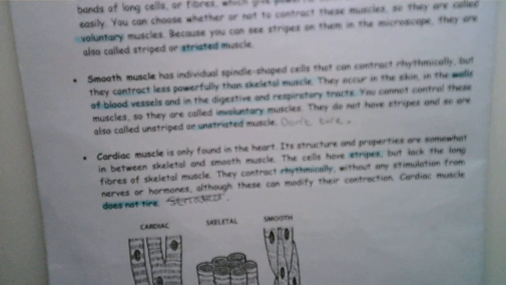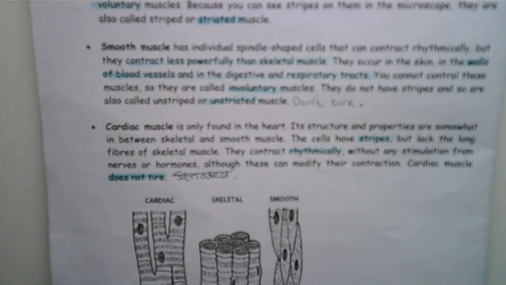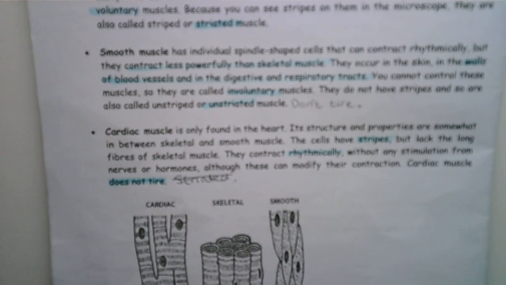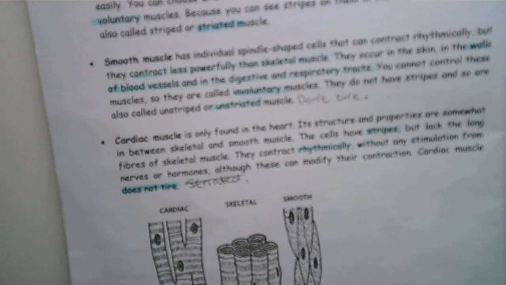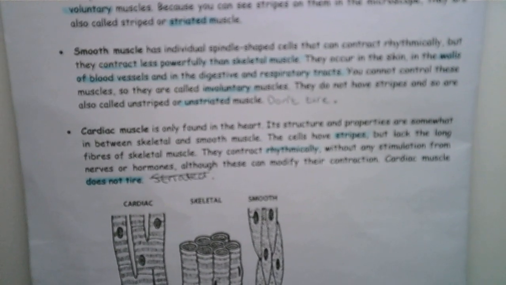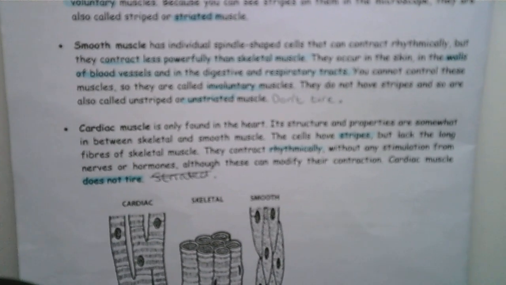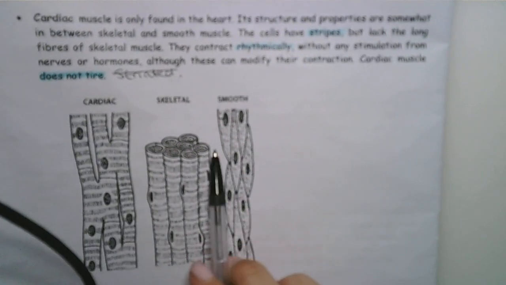Smooth muscle has individual spindle-shaped cells that can contract rhythmically, but they contract less powerfully than skeletal muscle. They occur in skin, in the walls of blood vessels, and in the digestive and respiratory tracts. You can't control these muscles, so they are called involuntary muscles. They do not have stripes, and so are called unstriped or unstriated, and they don't tire. So that's what they look like.